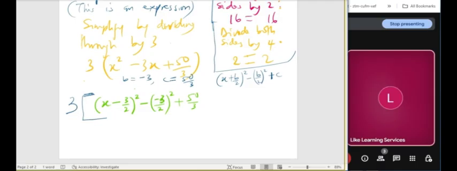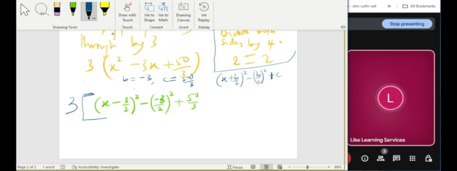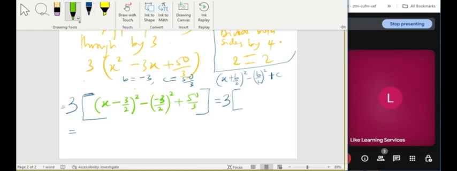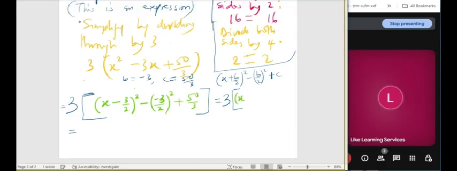Then we have our big bracket. Remember this 3 outside is still locked in there. We didn't throw it away. So let's go. This is equal to 3, open a big bracket, x minus 3 over 2 squared. Yes.